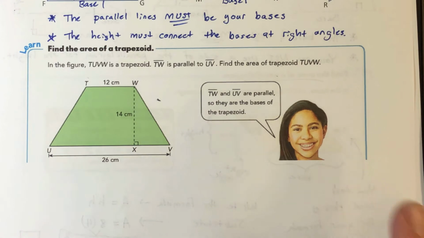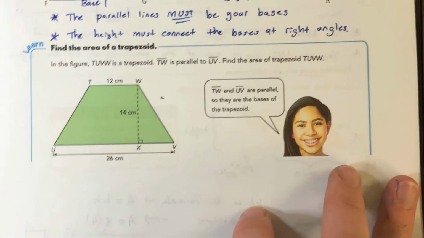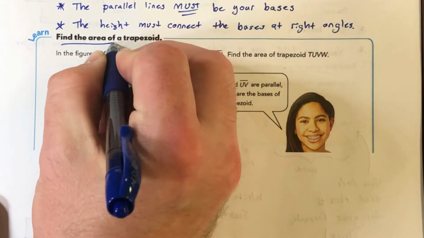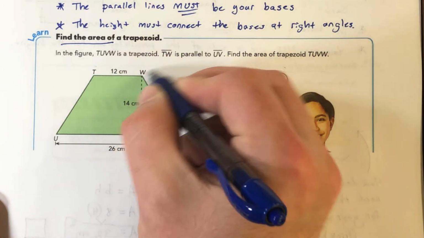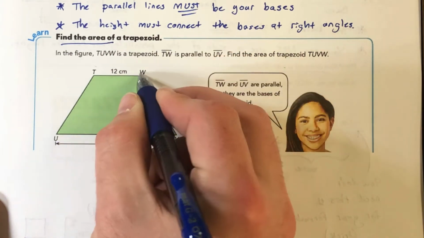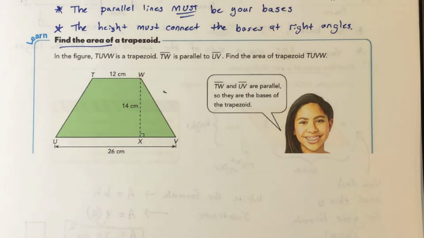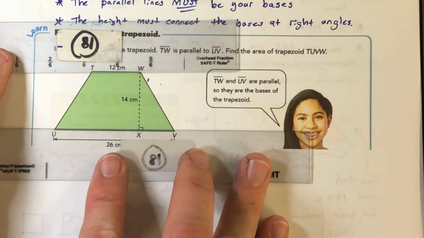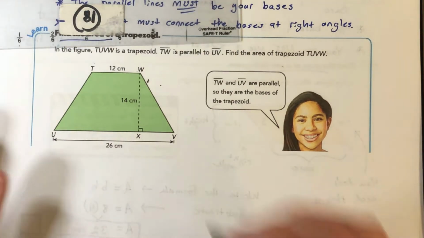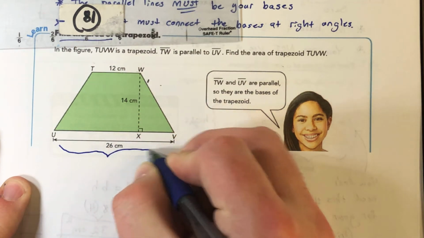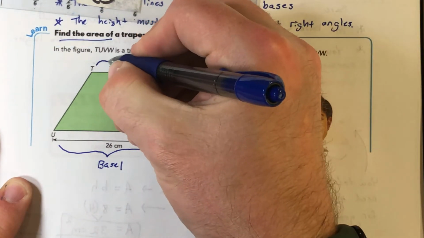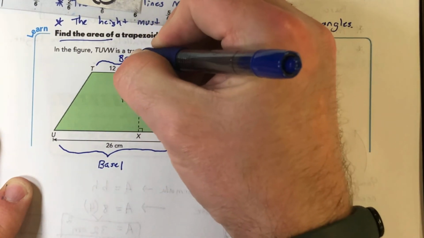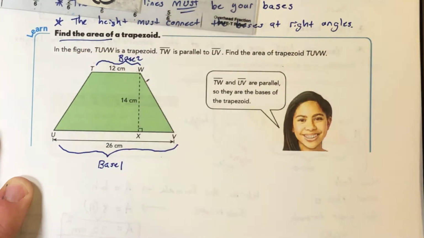All right, we have 2 practice examples of using the area formula for a trapezoid. First one, we are simply going to find the area of a trapezoid. In the figure, TUVW is a trapezoid. Line TW is parallel to line UV. What does that mean? That means those are your bases. So I'm going to go ahead and label those. So line UV, I'm going to say is base 1, and line TW is going to be base 2. The parallel lines will be your bases.